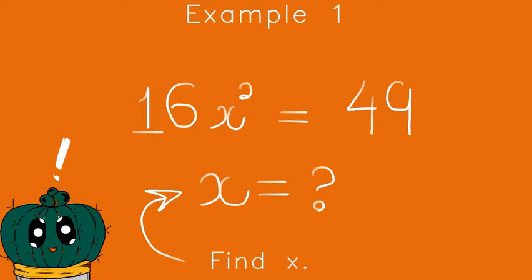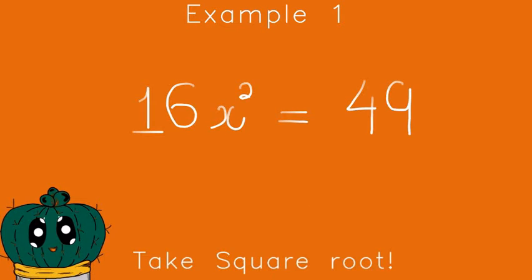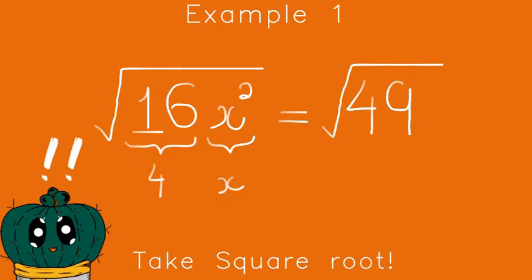So the first thing is to get rid of the square, the x squared. We can do that by taking the square root, and we'll take the square root on both sides. The reason for that is we're trying to modify and not actually add something new to it. Now, the square root of 16 is going to be equal to 4, and the square root of x squared is going to be just equal to x.